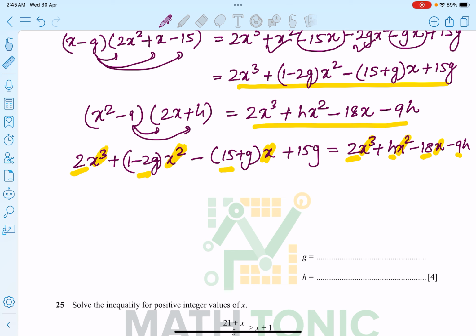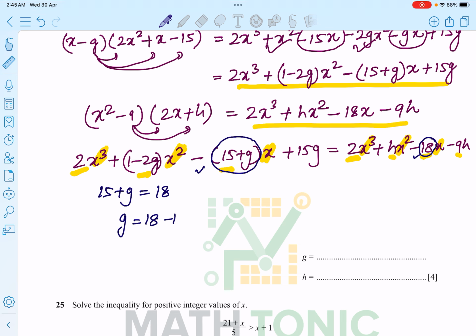So let me write it down. I can write it like this: 18 equals 15 plus g, because the negative I can cancel, since both have a negative, right? So 15 plus g equals 18. So only g should be 18 minus 15. So we got g equals 3. So we got the value of g, that equals 3. Got it, everyone, clearly?